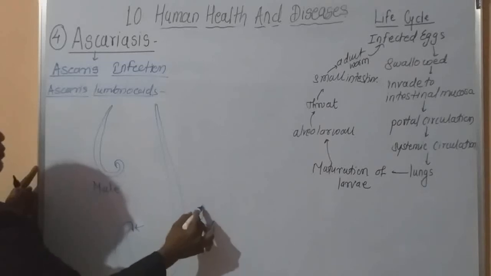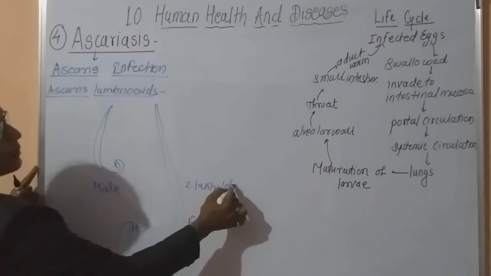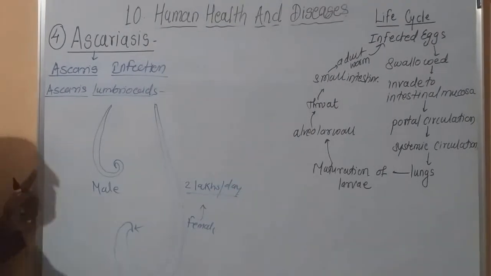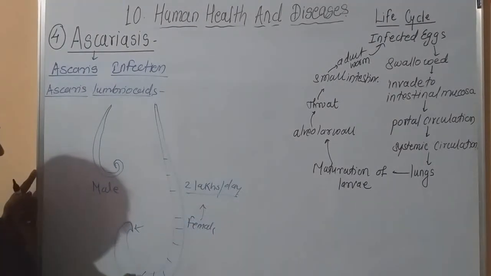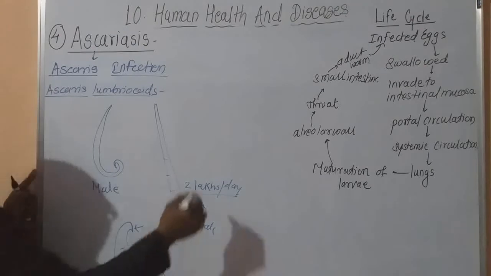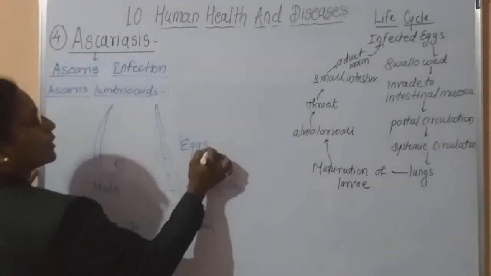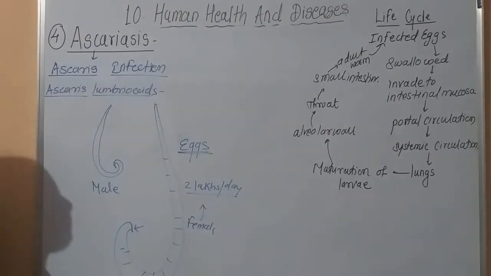Okay, and this female Ascaris lays nearly 2 lakh eggs per day. How many eggs? 2 lakh eggs per day, because inside it there is the presence of the reproductive segments, that is proglottid segments, and these proglottid segments consist of eggs of the Ascaris. Okay, here is the presence of eggs of the Ascaris.